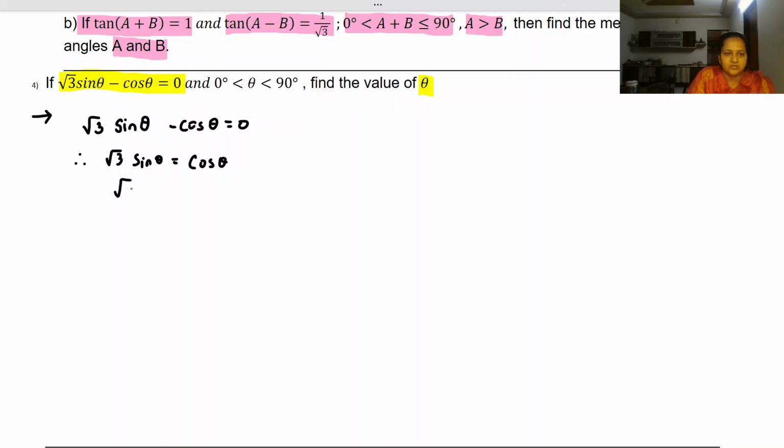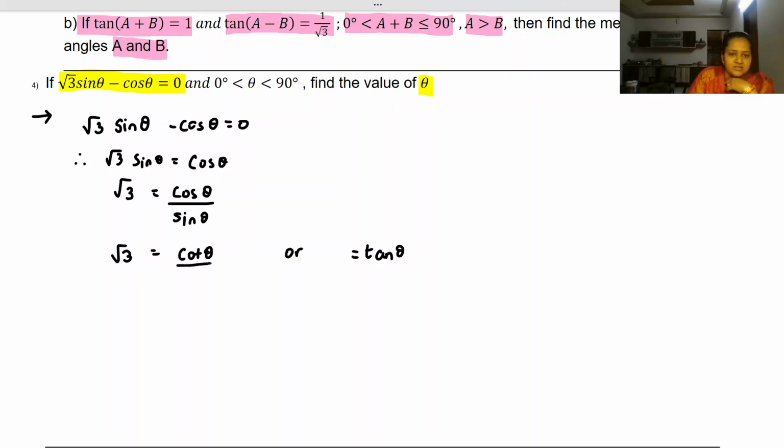And if I leave root 3 over here, I shall get cos theta, multiplication comes down as division, and we know cos upon sine is, cos upon sine. Yes, children, what is cos upon sine? Correct. It is not tan, it is cot theta. So we get cot theta is root 3. Or like we can also write this as tan theta, means we are reciprocating cot.